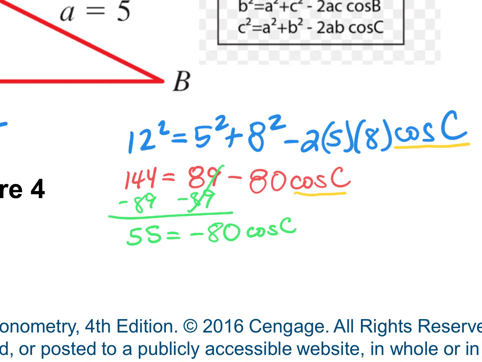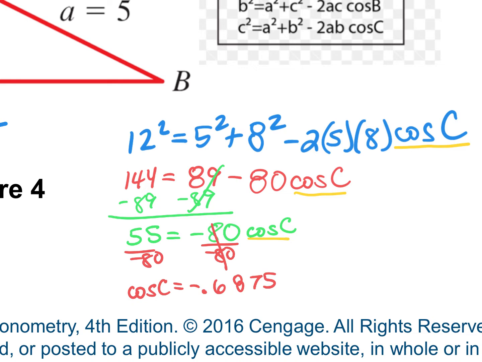Again, how do I get cosine of C by itself? We're going to divide both sides by negative 80. Good. So I get the cosine of C equals, what's 55 divided by negative 80? I get negative 0.6875. Is that the value? Hold on one sec, Sarah. Is that the value of my angle? No, that's the cosine of the angle.